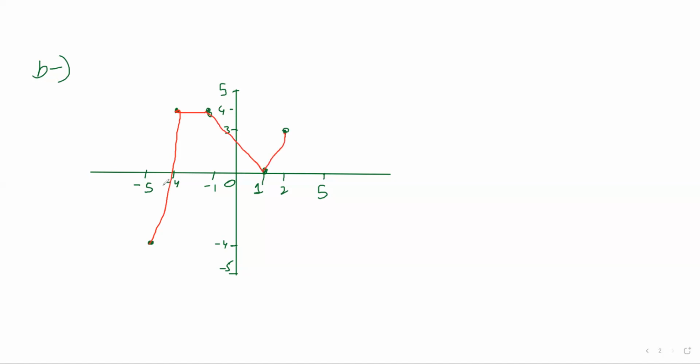This is a graph already given in the question, and I'm going to name it y is equal to f of x. This red graph is f of x. Can you understand till now? The question is to transform this graph to y is equal to f of x minus 3. How to transform this graph to f of x minus 3?